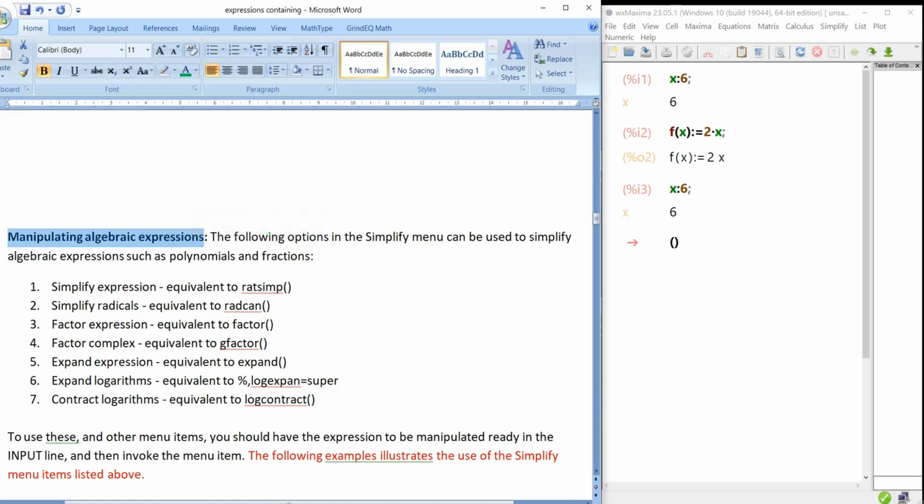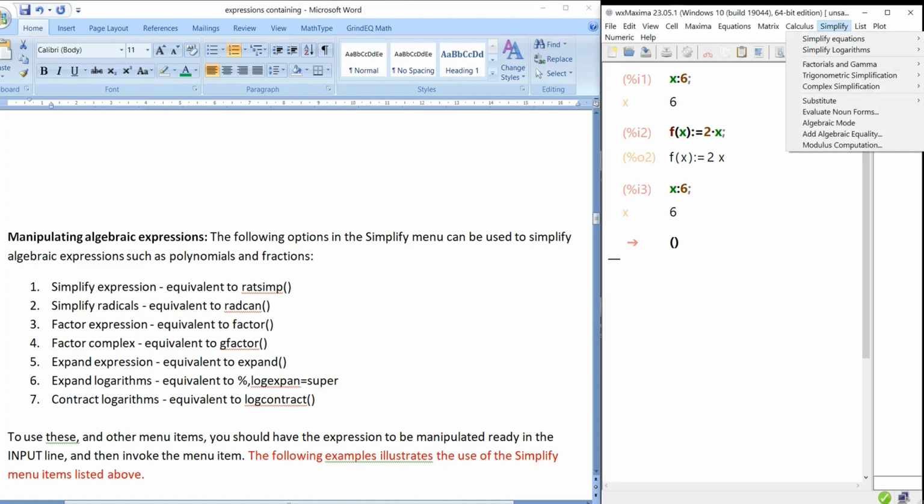Manipulating algebraic expressions. The following options in the simplify menu can be used to simplify algebraic expressions such as polynomials and fractions. What are these options? Simplify expression, which is equivalent to the function ratsimp, opening and closing brackets. Simplify radicals, that is equivalent to the function radcan. Factor expression, equivalent to factor. All these options are available in this simplify menu, which I have just shown you.